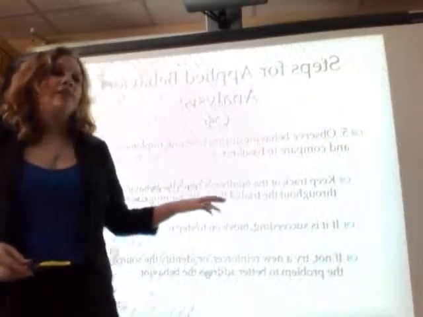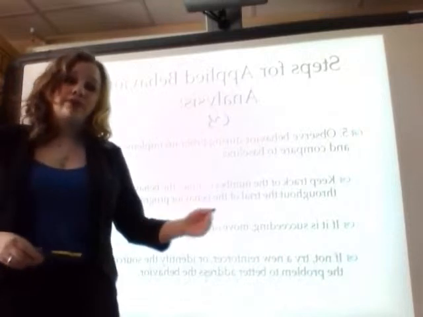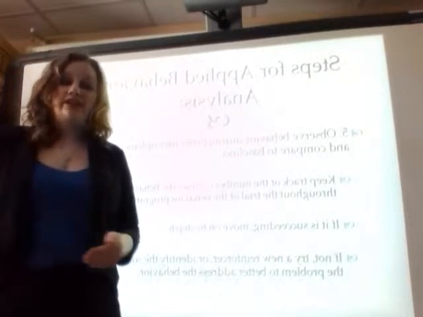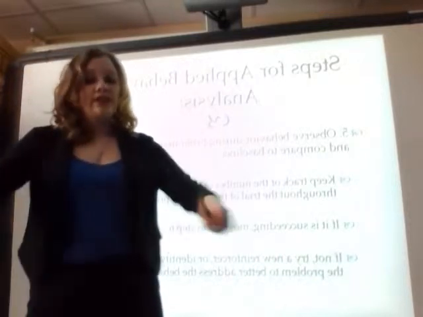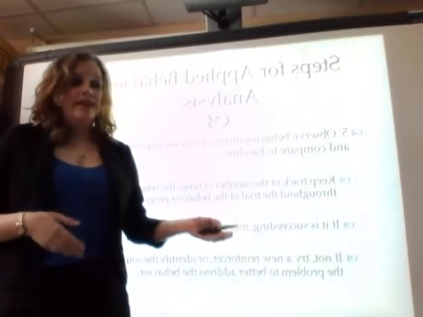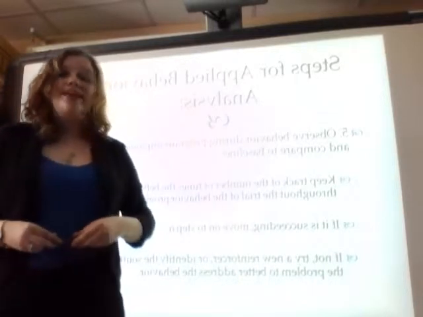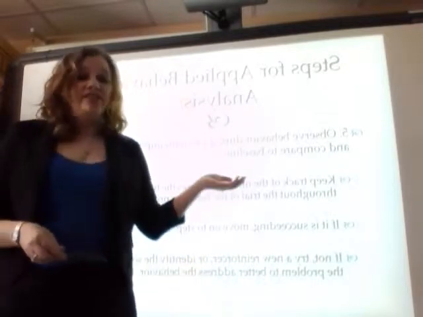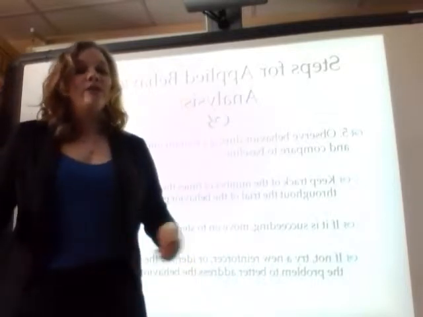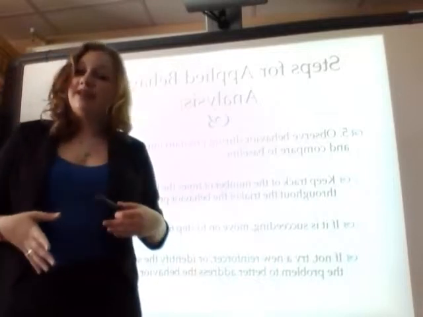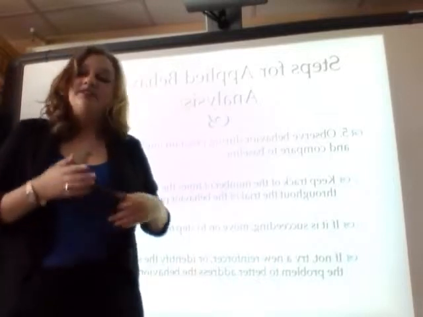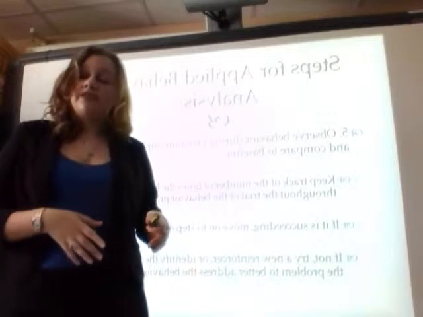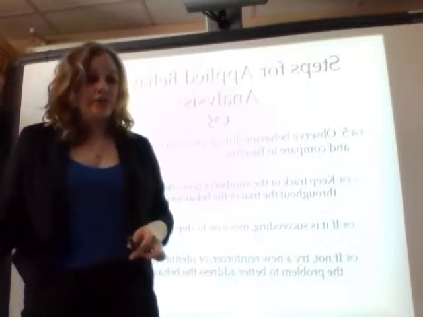This is the fifth step. It's to observe behavior during the program implementation and to compare to the baseline. So this time you're going to keep track of the number of times the behavior is occurring, and then if it's succeeding, if you've decreased the misbehavior, then you'll continue on to the next step. If it's not, you may want to step back and revise your plan, maybe define the behavior a little bit more specifically, or try a different reinforcer.